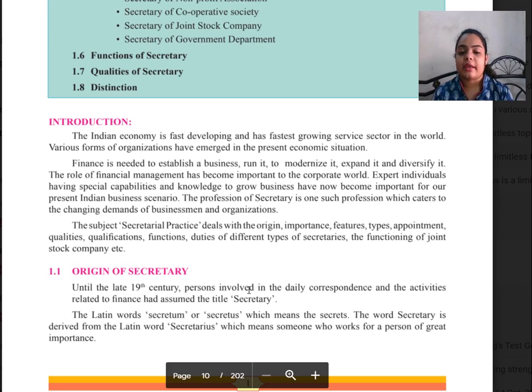The Latin word secretrum or secretrus means the secrets. The word secretary is derived from the Latin word secretarius, which means someone who works for a person of great importance. So, secretary means a person who works for a person of great importance, or someone who has a lot of work to be done outside. Hence, he appoints a secretary to share his duties and responsibilities.